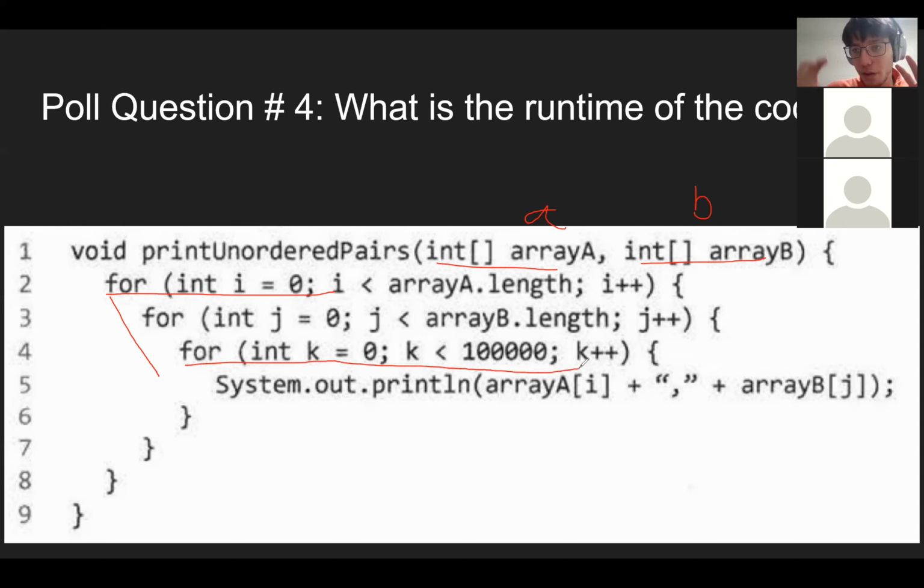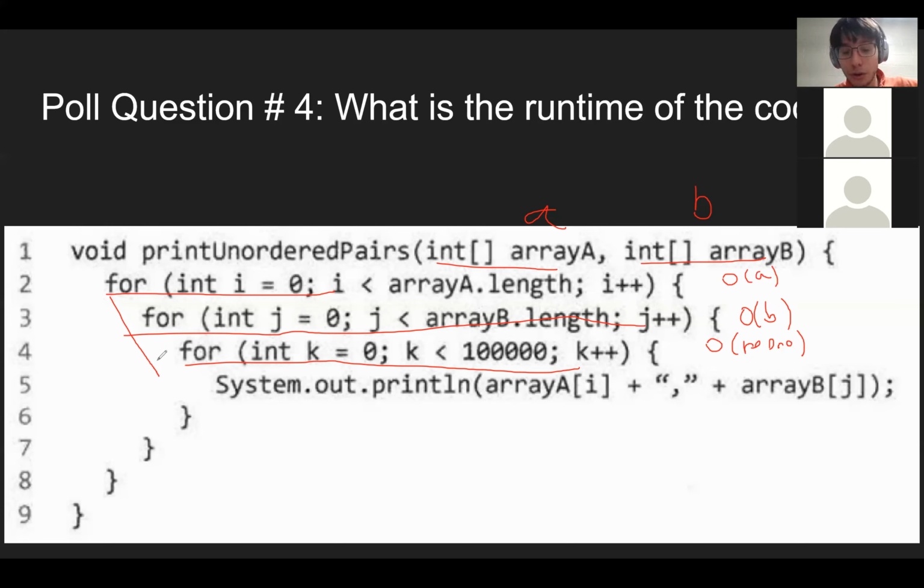Let's just start at the innermost loop. The innermost loop runs in time big O of 100,000. It's a lot of zeros. And then the next loop, this inner one, runs in time O of B. And the outermost one runs in time O of A, because we go through every element in array A and every element in array B.